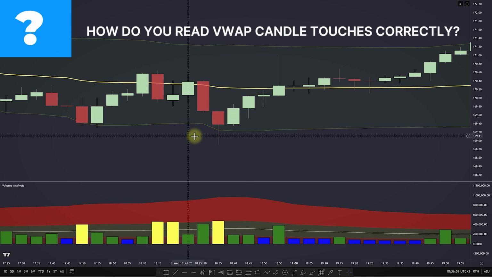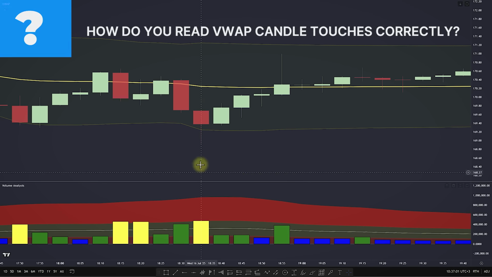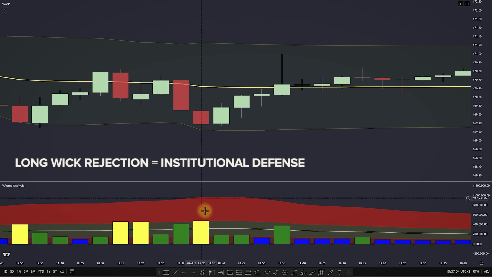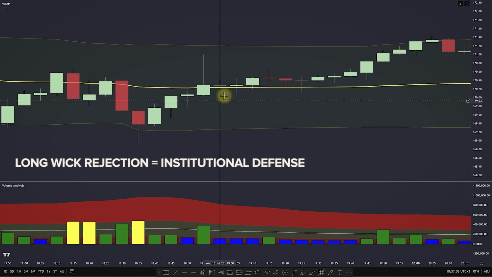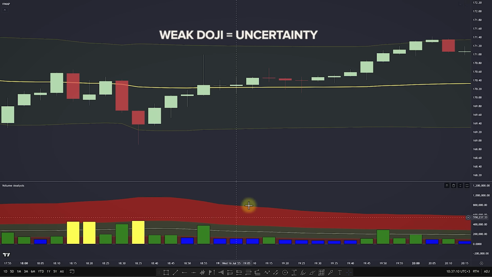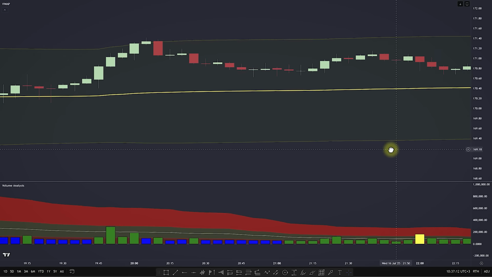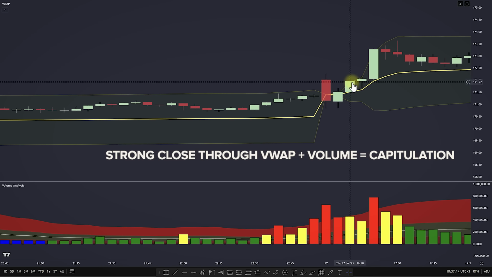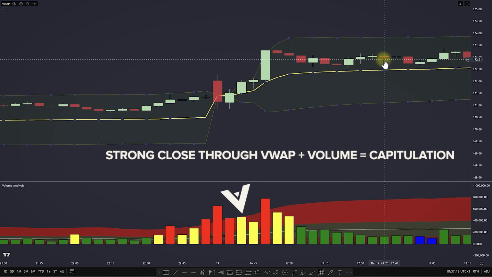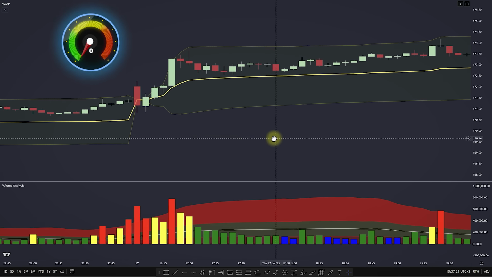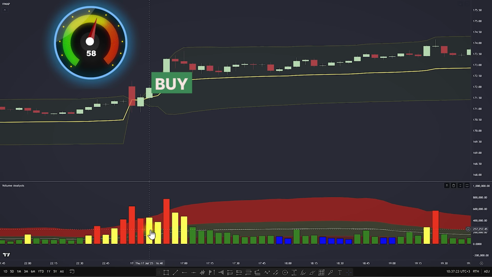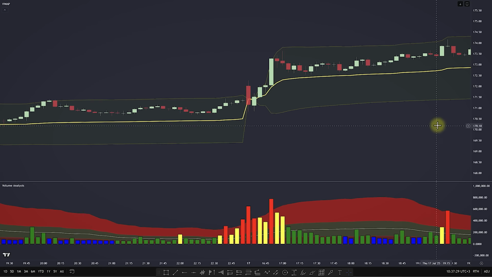The key is reading the candles at each touch. A long wick rejection shows institutional defense. They're actively protecting that level. A weak doji shows uncertainty. But a strong close through VWAP with volume, that's capitulation. Volume tells you everything here. High volume at VWAP means institutions are active. They're either accumulating or distributing, but they're definitely participating.